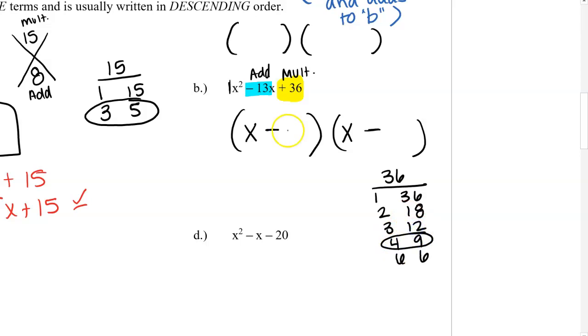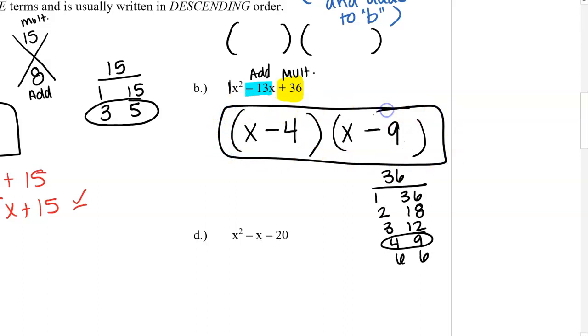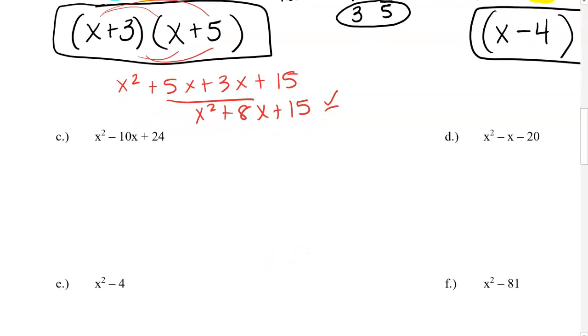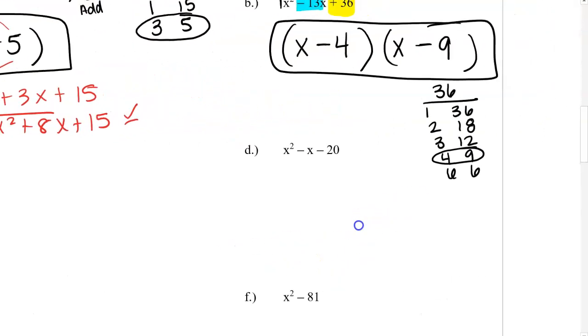So we want to look here to see which of these 2 values would total to 13, and that's 9 and 4. So x minus 4 and x minus 9. And again, those could be x minus 9 and x minus 4. You could switch the order, it would be the same. Okay, let's do example D.